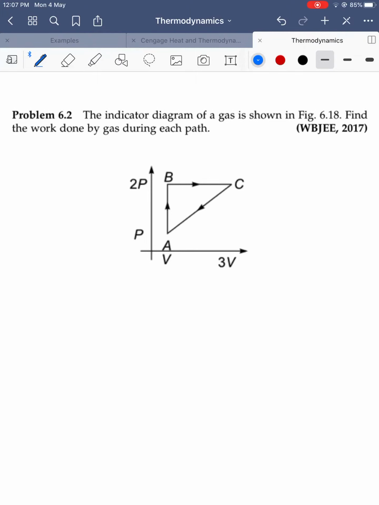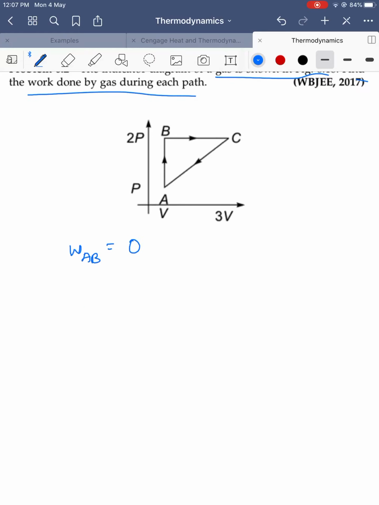Let's go to the other question. The indicator diagram of a gas is shown in the figure. Find the work done by the gas during each path. Let's see the work done in path AB. What kind of process is it? Isochoric process. It is equal to 0 because volume remains constant.